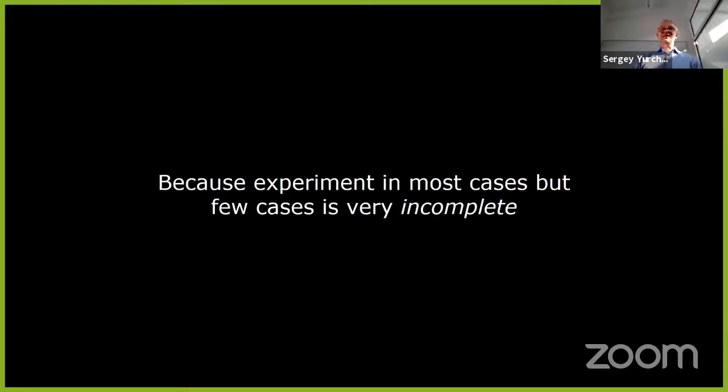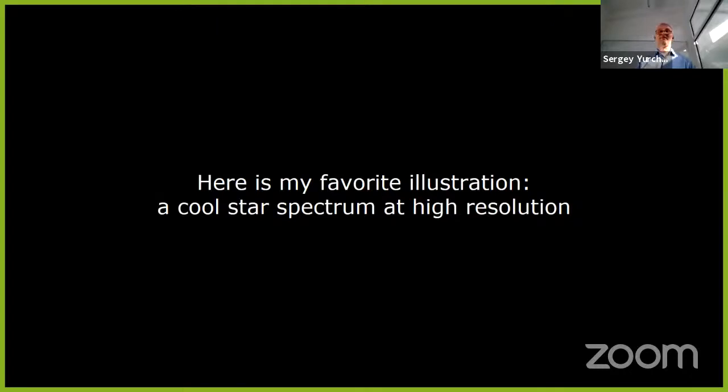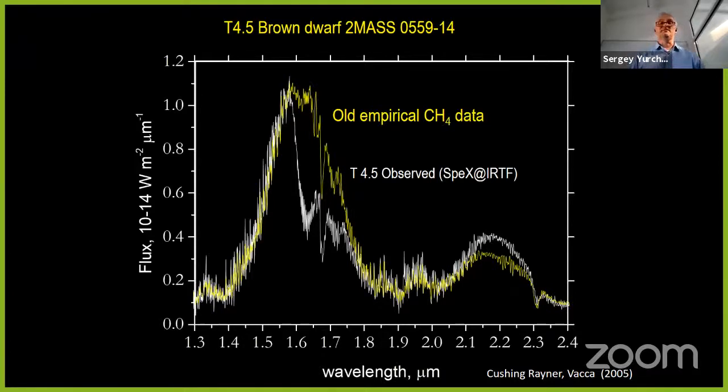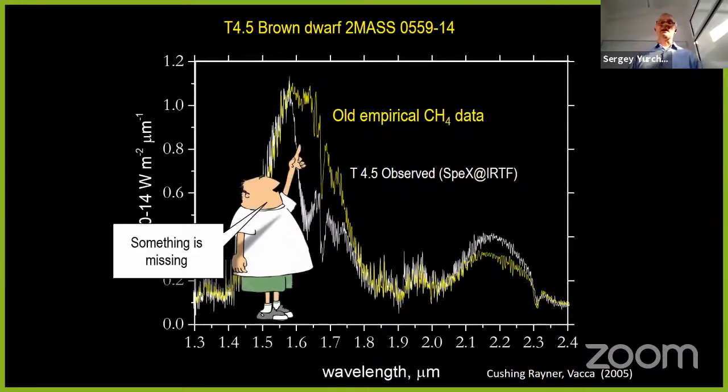Here's my favorite illustration, a cool star spectrum at high resolution. It's a T4.5 dwarf, and what I show now are the real observations, again in the favorite near-infrared region. What you can see close to the middle is a methane band. If you take only empirical data, the experiment you use to build your empirical model, and try to model this, you clearly see that you can't. There is a problem. Something is missing. This is still methane, but something is missing.